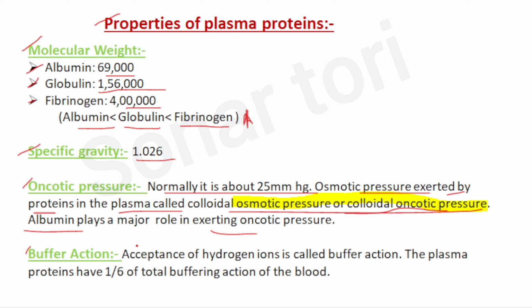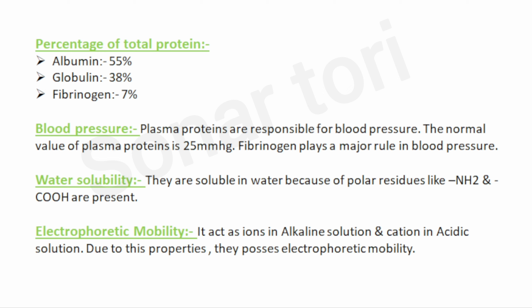Then buffer action. Acceptance of hydrogen is called buffer action. Plasma proteins have 1 by 6 of the total buffering action of the blood. Then the percentage of total protein. First albumin, it occupies almost 55%. Then globulin occupies 38% and fibrinogen almost 7%. Then blood pressure. Plasma proteins are responsible for blood pressure. The normal value is 25 mmHg, where fibrinogen plays a major role in blood pressure.